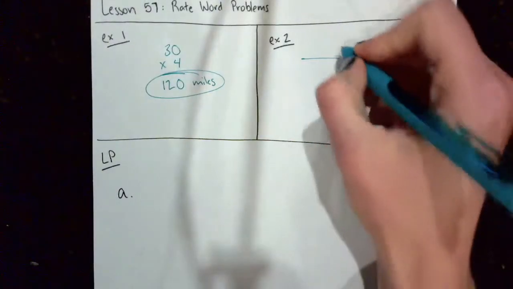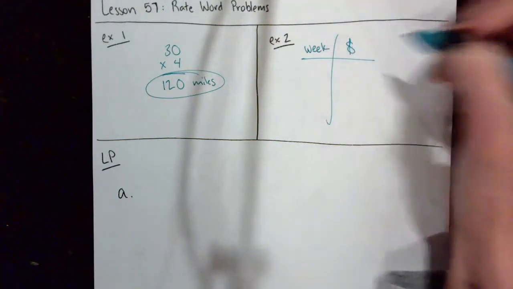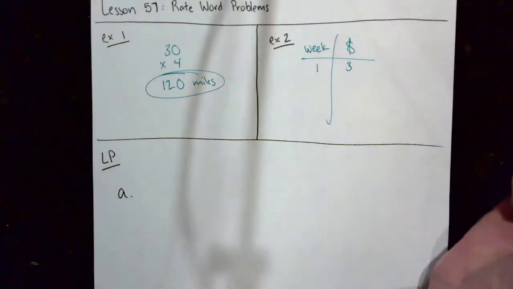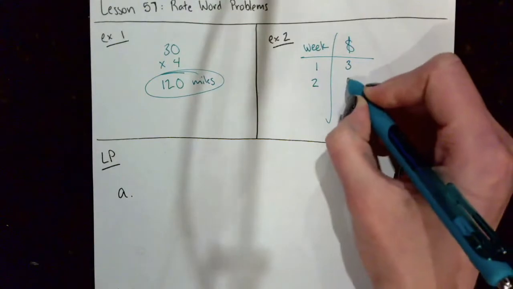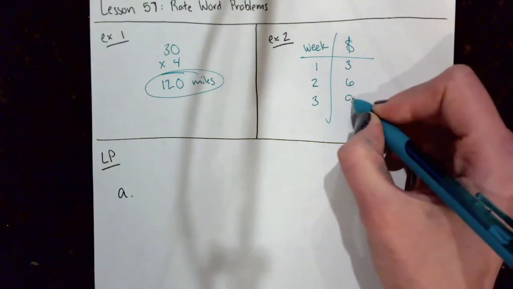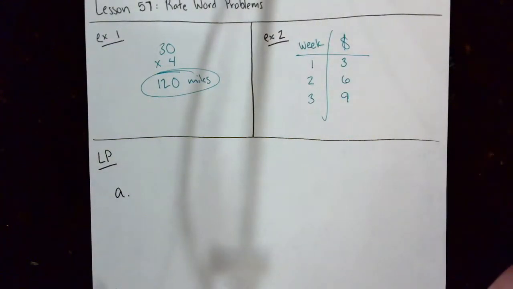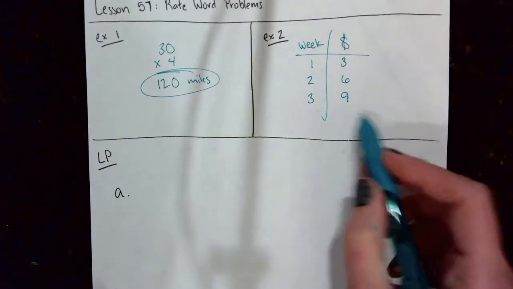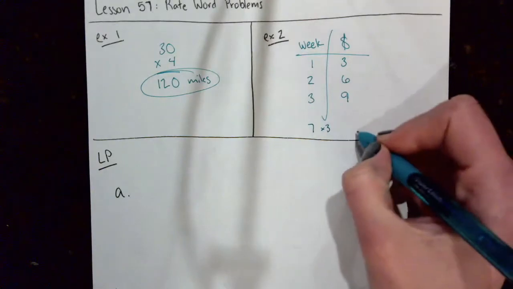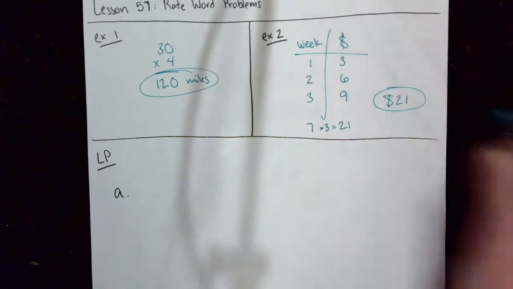So one side of our table, we're going to put week. On the other side, we're going to put dollars. So after 1 week, he makes $3. After 2 weeks, he's made $6. After 3 weeks, add another 3, 6 plus 3 is 9. So after 3 weeks, he's made $9. Well, we know we can multiply by 7 here. So down in week 7 times 3 is going to be $21. So our answer would be $21.